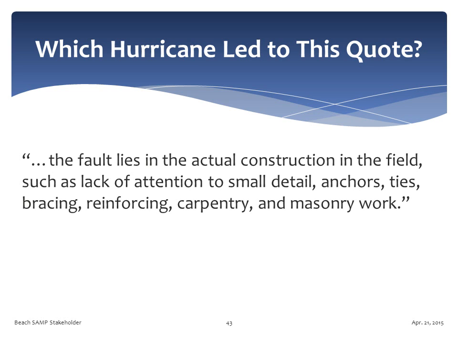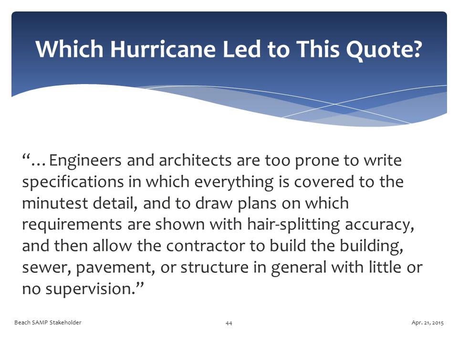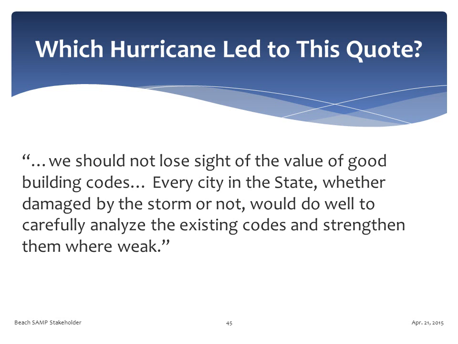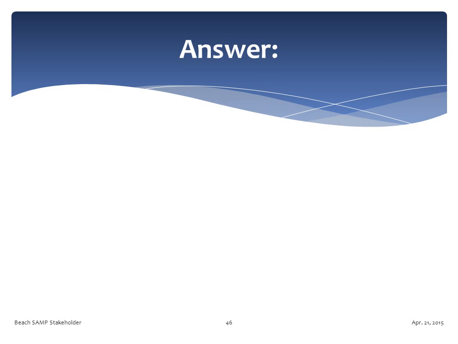So the first one talks about quality of construction issues. The second quote talks about designers, how we can do things with hair-splitting accuracy, and then the structure just gets built how it gets built. And the third one talks about building codes and the value of codes. So what storm do you think was being described there?